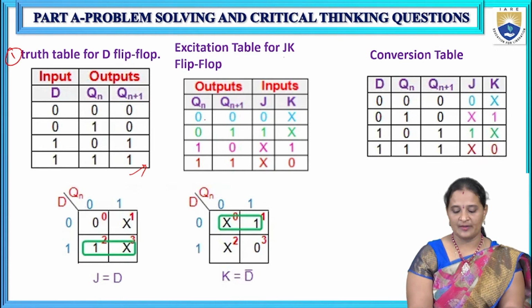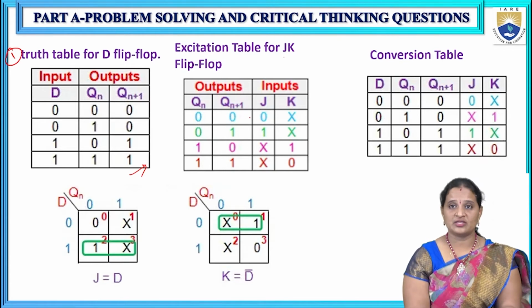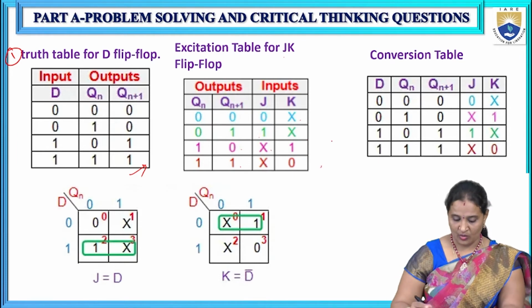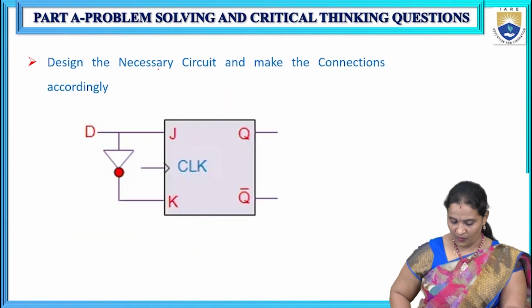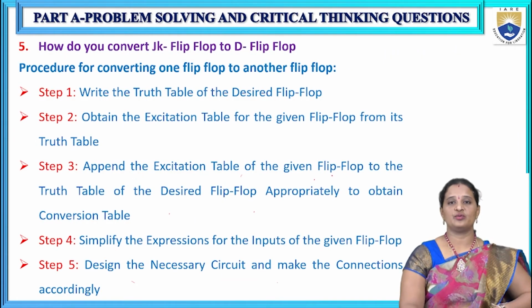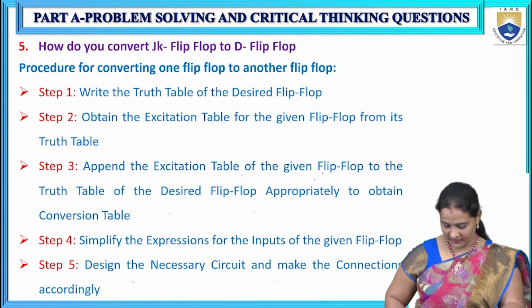Qn, Qn plus 1, J, K. If Qn is 0, Qn plus 1 is 0: J K is 0, don't care. 0, 1: 1, don't care. 1, 0: don't care, 1. 1, 1: don't care, 0. Now this is step 2, right? Now what is step 3? Append the excitation table of the given flip-flop to the truth table of the desired flip-flop, right?